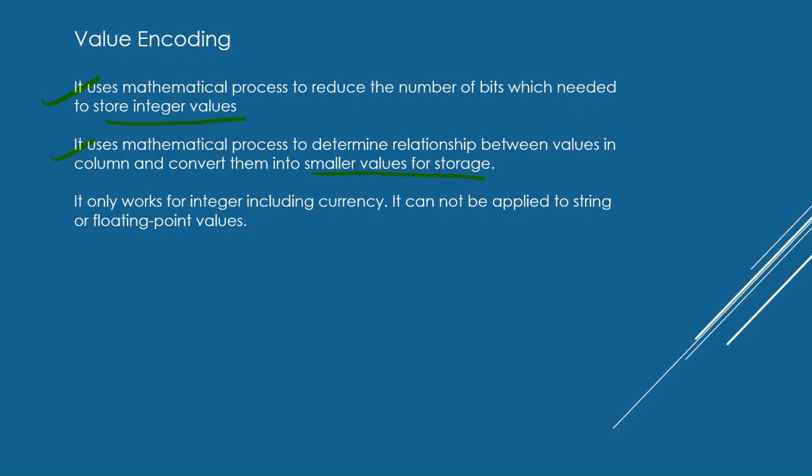And value encoding will only apply to those columns which have integer as a data type. It works for integer, including currency. It cannot apply to string or floating point values. As we have discussed, it applies only to integer, including currency, data types. It will not apply to columns whose data type is string or floating point.